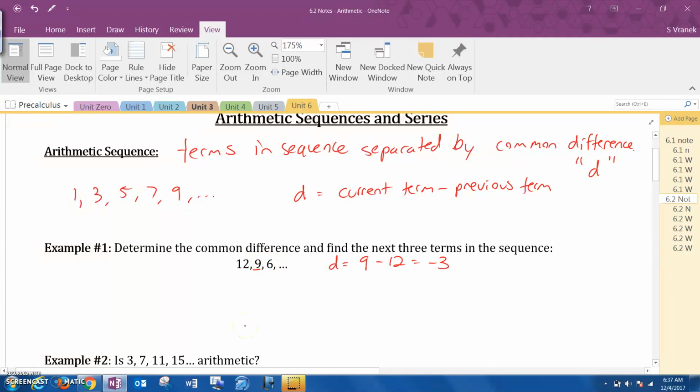So to get the next term, you add another common difference. You keep adding common differences to get the next term. So if I add a negative 3 to 6, my next term would be 3. Then add another negative 3, I get 0, and then negative 3. These would be the next 3 terms in this sequence. Okay?